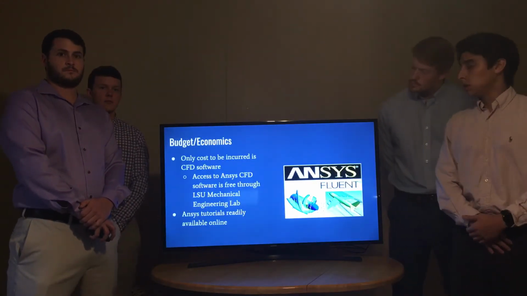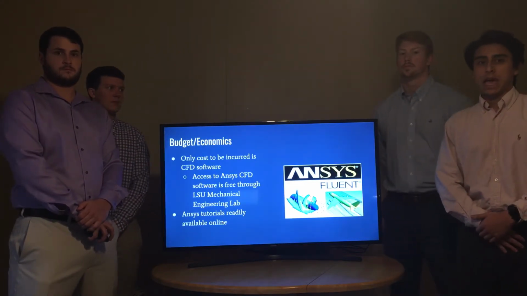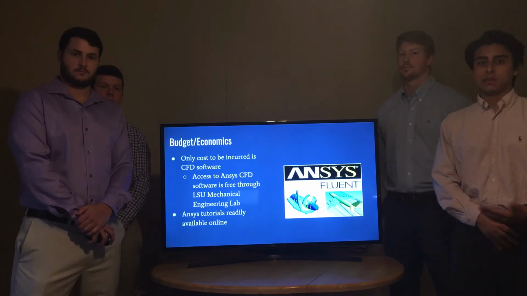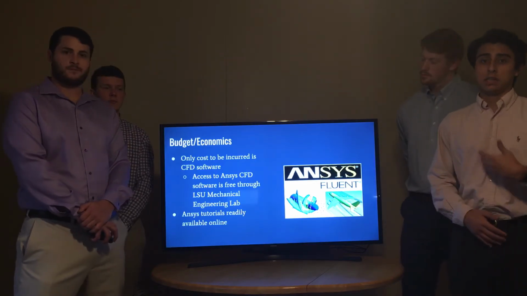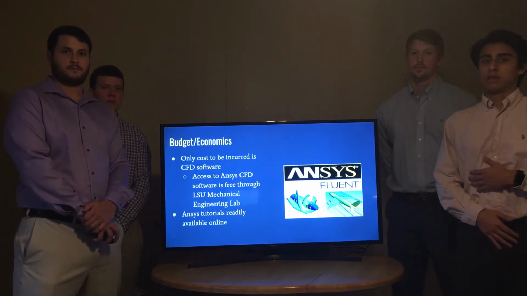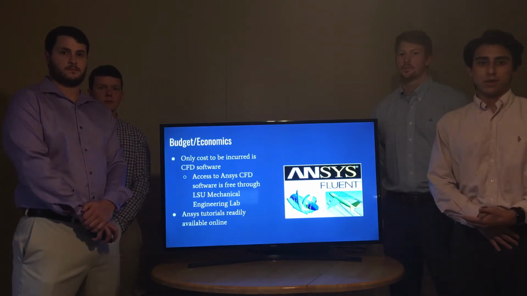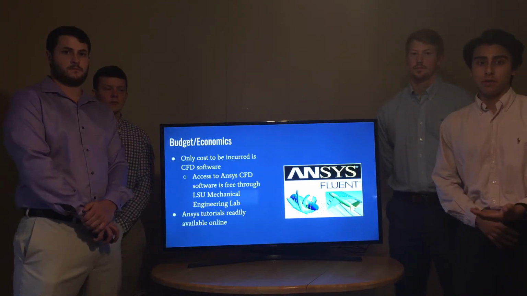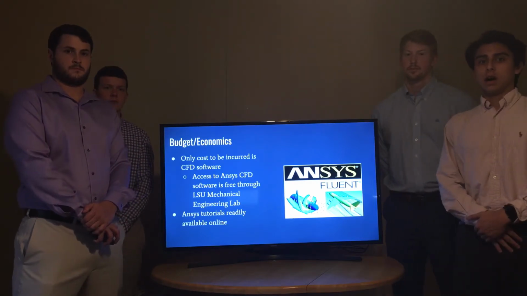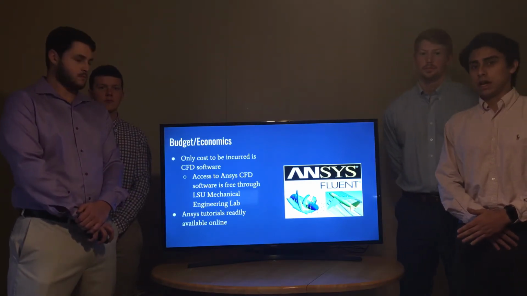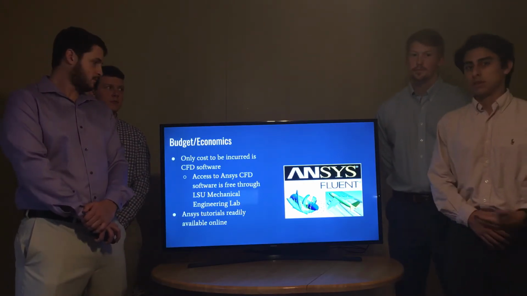For our budget, really the only economic factor that we had to deal with was acquiring a license for the Ansys Fluent software. And as we previously mentioned, we were able to gain access through the mechanical engineering department. This was very fortunate for us because purchasing any CFD software license of this caliber would have cost thousands of dollars. Not to mention, finding a computer with the actual processing power required to run this software is very difficult because most of our laptops do not fit those specifications. Also, there are many tutorials online for free, so learning to actually operate the CFD software will not incur any additional costs, so that's nice.